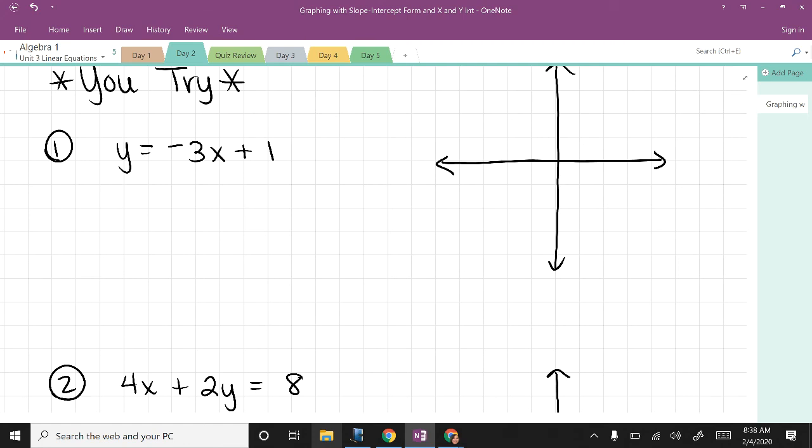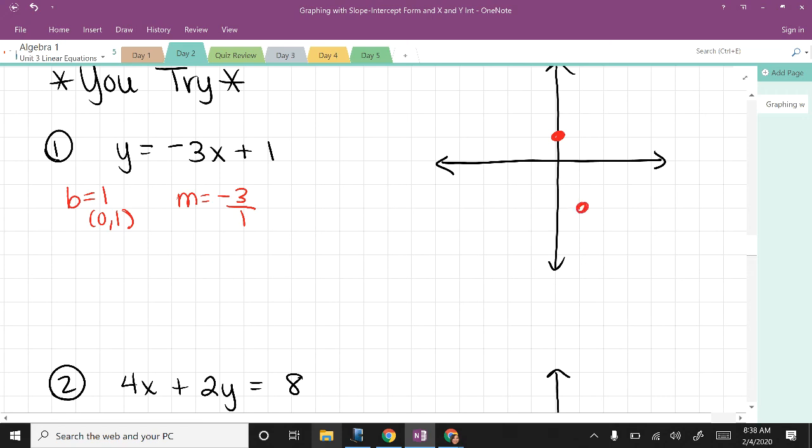All right, number 1, is that one in slope-intercept form? What's the y-intercept? 1. So we start our graph where? On the y-axis at 1. So right there. Do y'all agree? What's the slope? -3 over 1. So I rise where? Down 3. And where do I run? Right 1. Raise your hand if your graph on number 1 looks like my graph. And you put arrows on it because you listen. Are there any questions about number 1?